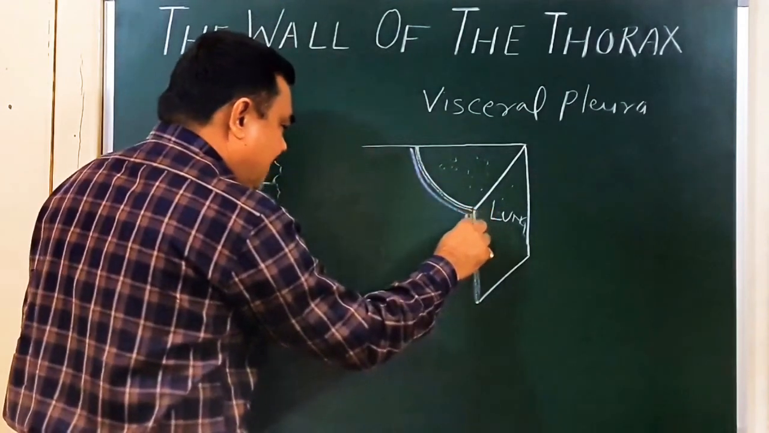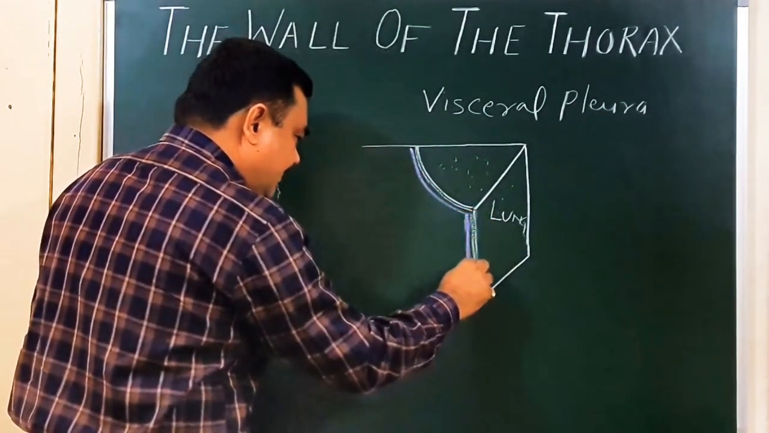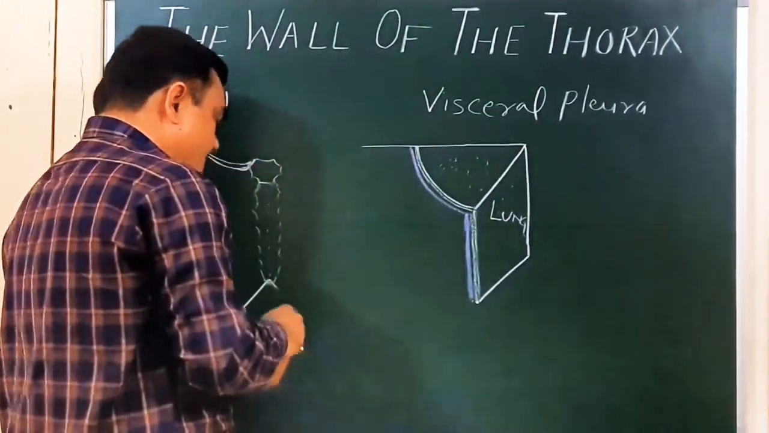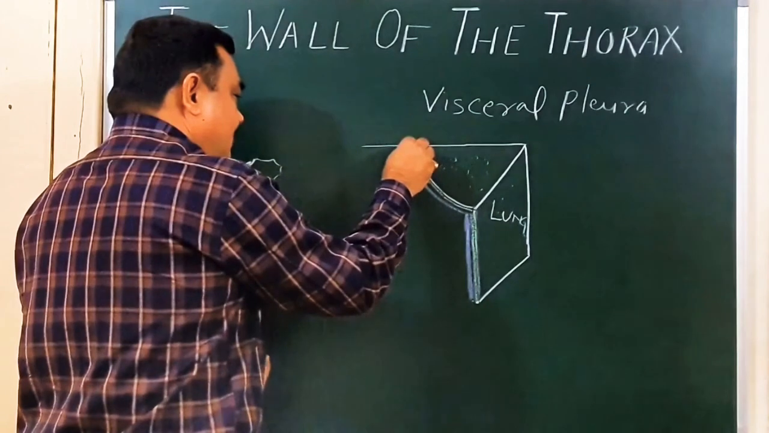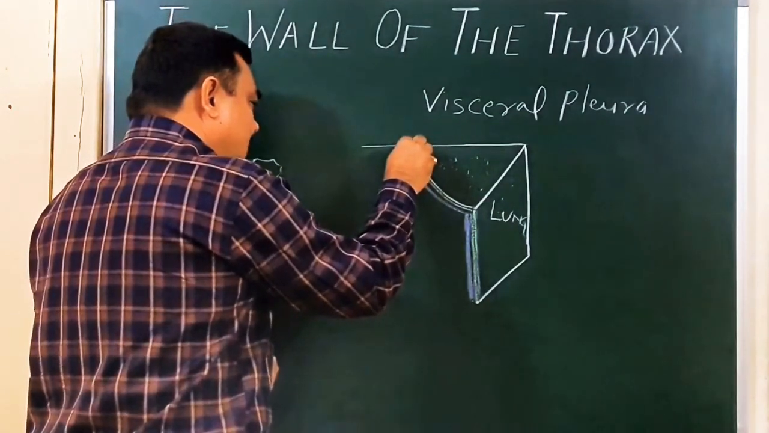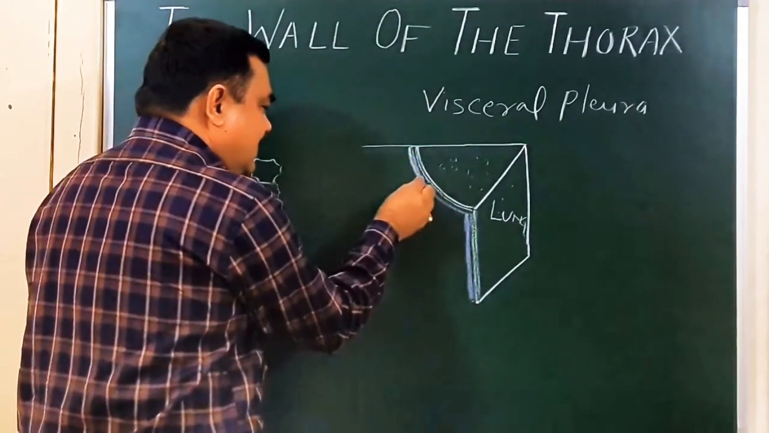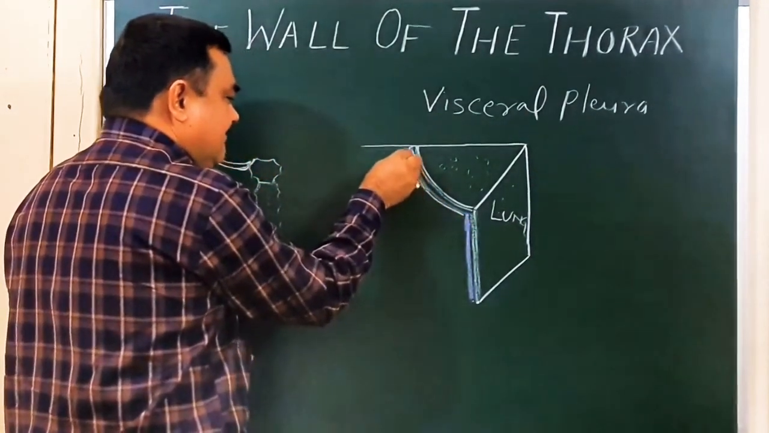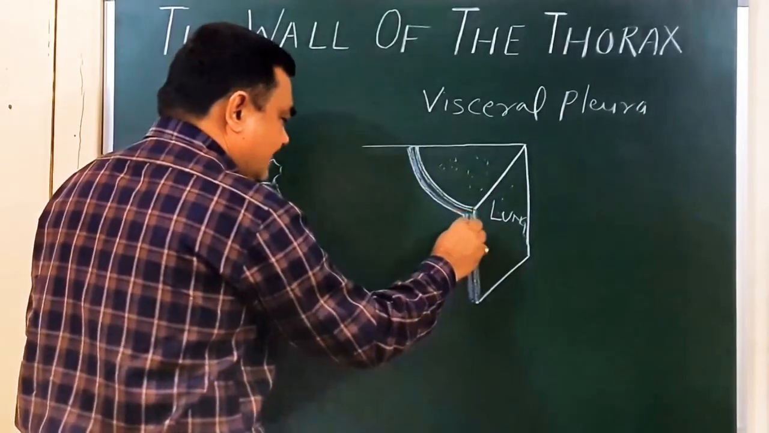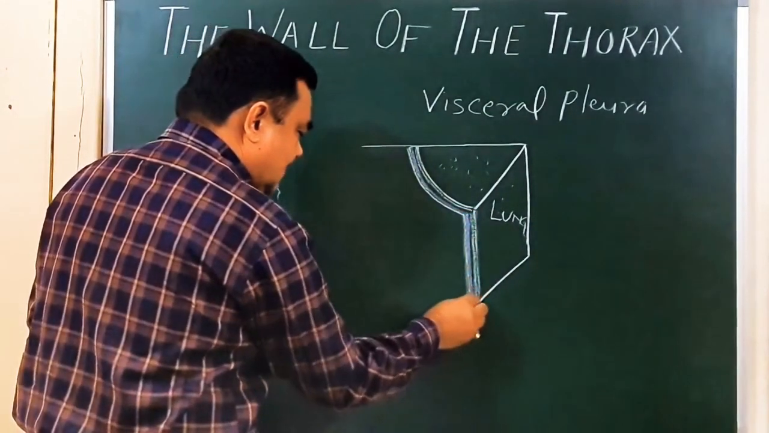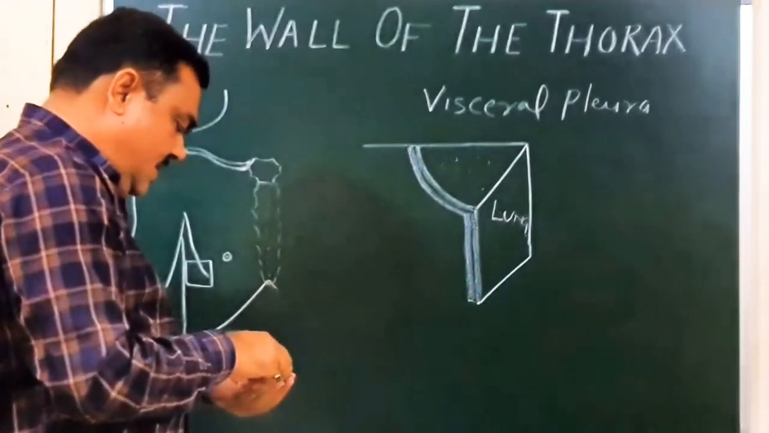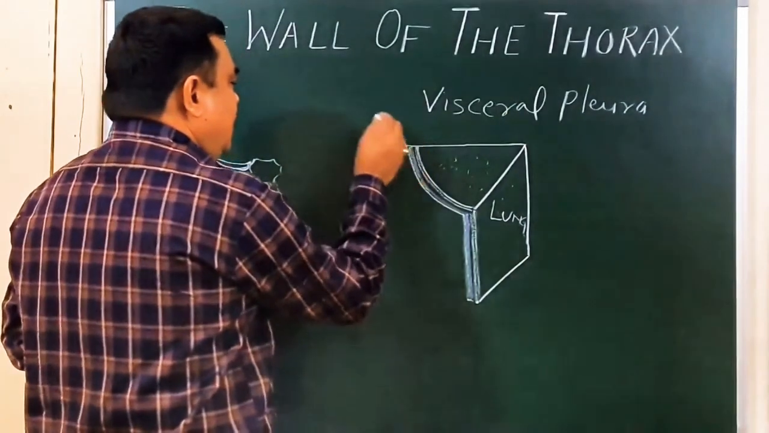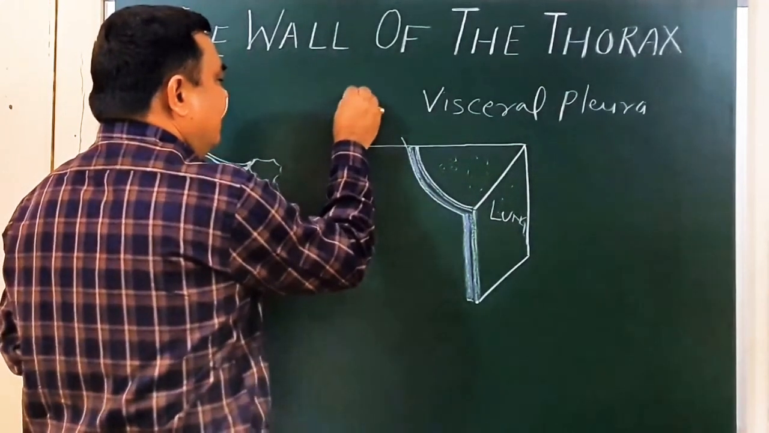Then there is parietal pleura, which is adherent with the endothoracic fascia. This fascia is endothoracic fascia. So here you can see, this is endothoracic fascia.